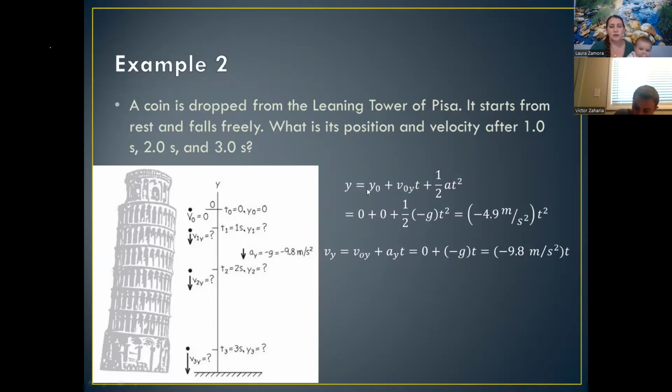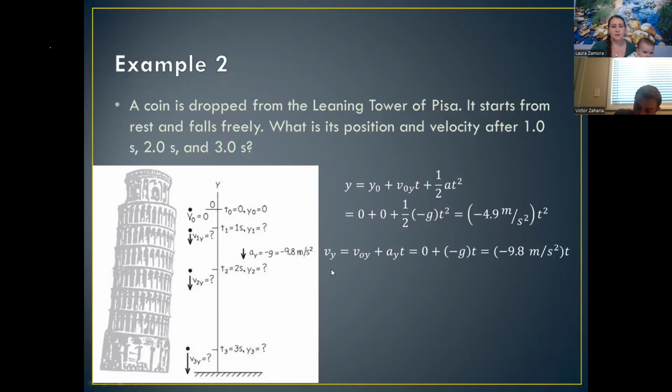So if we say our initial position is 0, it's dropped from rest, so initial velocity is 0. It's falling freely, so its acceleration is g, and it's falling downward, right? So that's a negative. Now we've taken our complicated looking equation and simplified it quite a bit. So now we're just dealing with this equation here, negative 4.9 t squared is our equation.